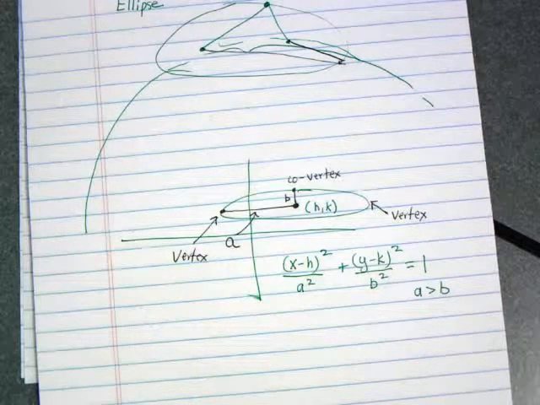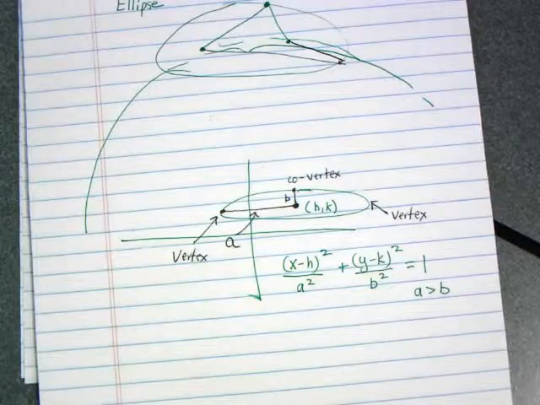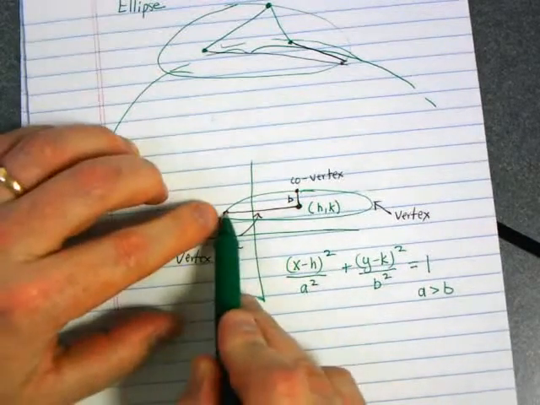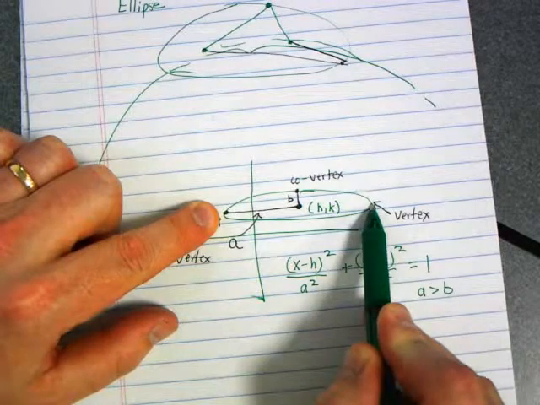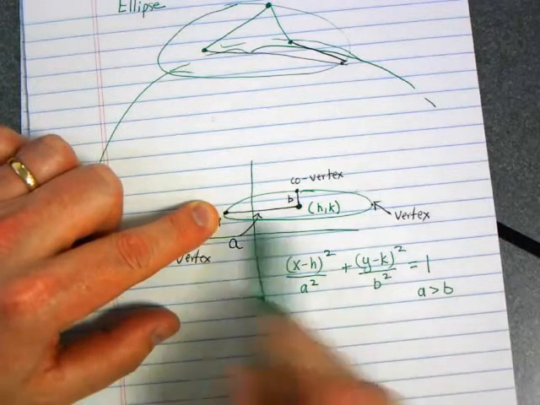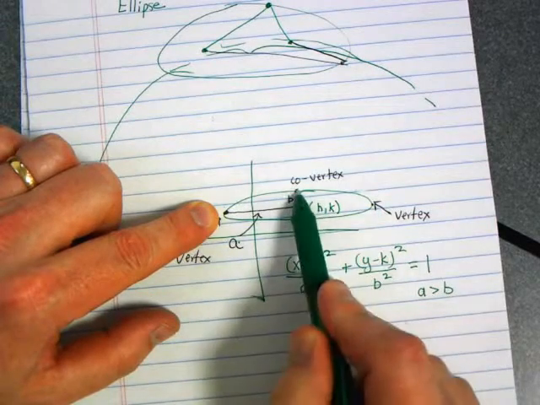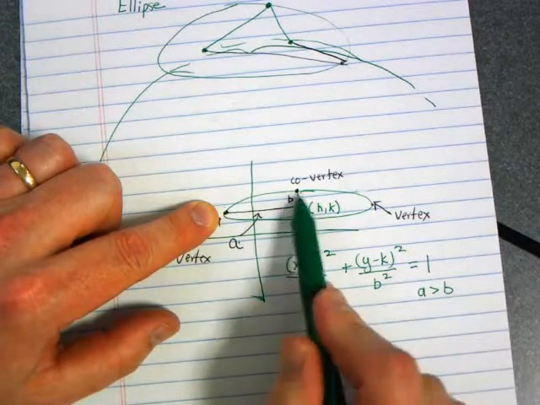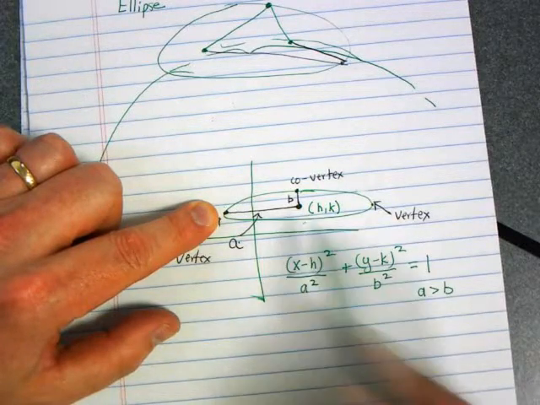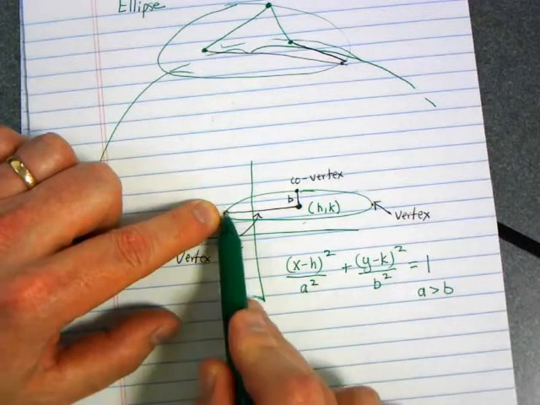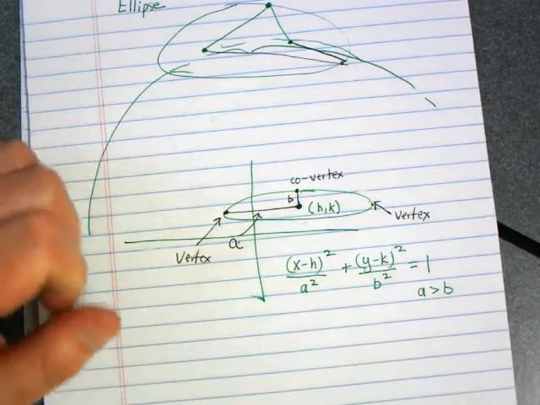You know what those distances are called? This distance from vertex to vertex is called the major axis. So 2 times A gives you the length of the major axis. And how about this from covertex to covertex? It's called the minor axis. 2 times B gives you the length of the minor axis.